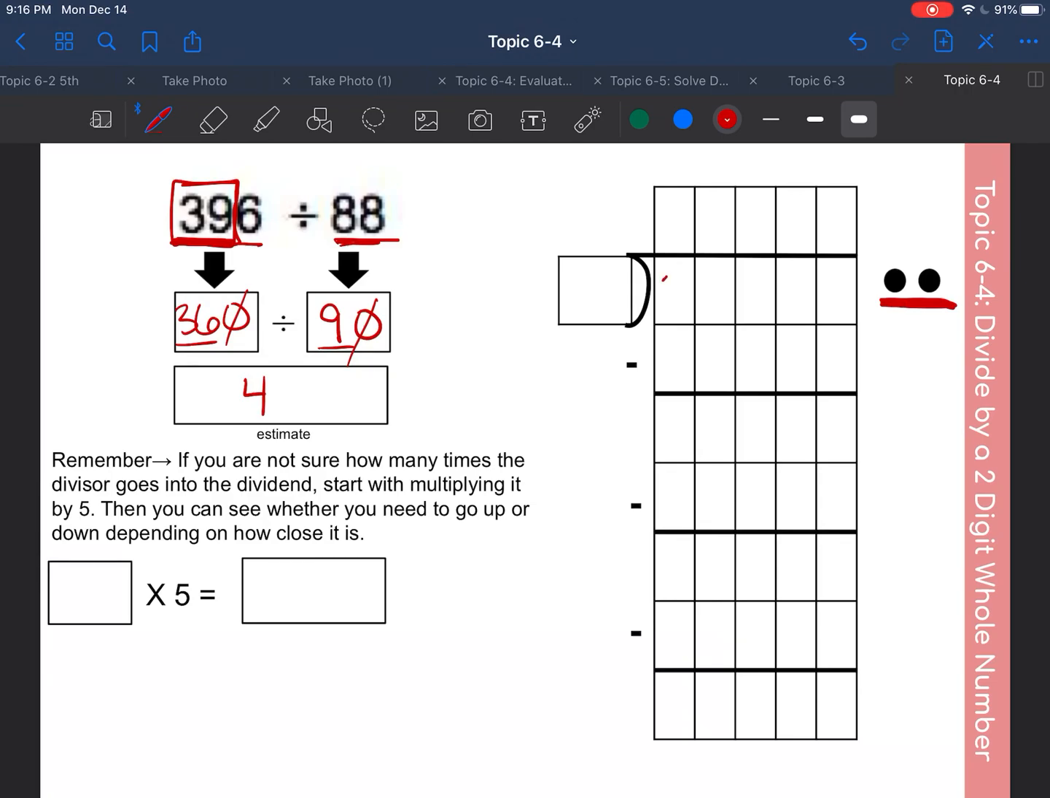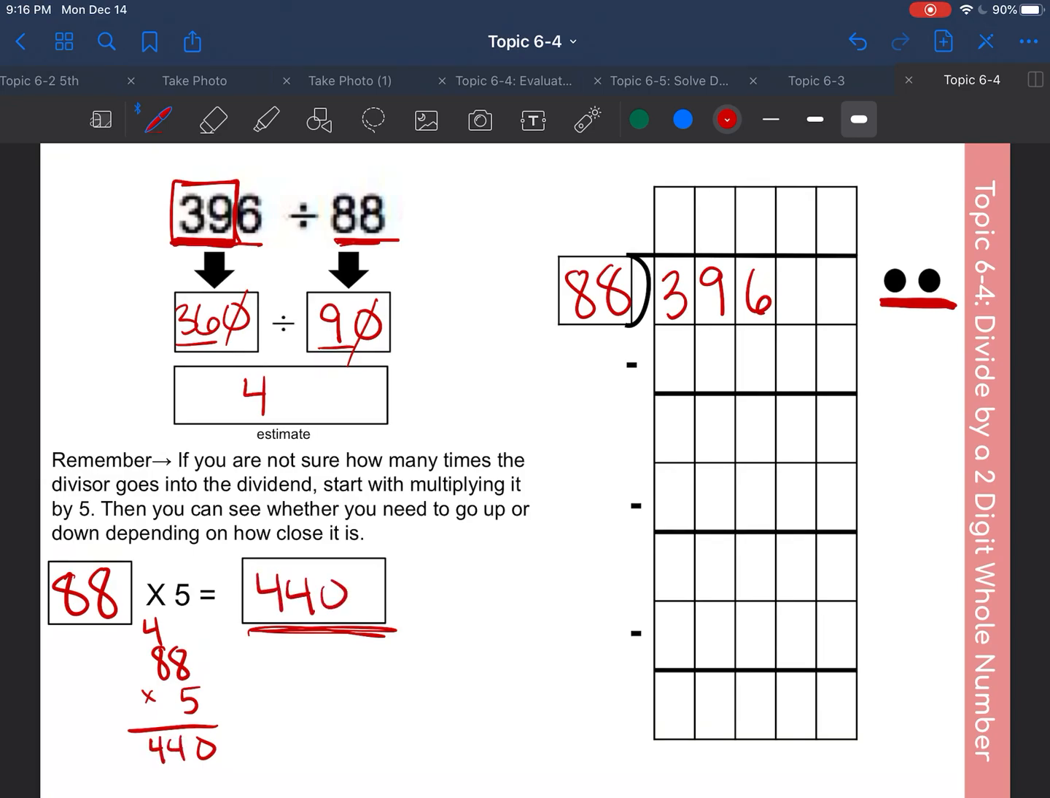All right, so let's fill in 396 divided by 88. And the first thing I would probably do is do 88 times 5 and see what you get. All right, so complete this problem by yourself and see what you get as your answer. So we have 88 times 5. 88 times 5, we get 40. 40 again, 440. So 88 times 5 is a little bit too much bigger than 396 because remember 88 can't go into 339. It has to go into 396.